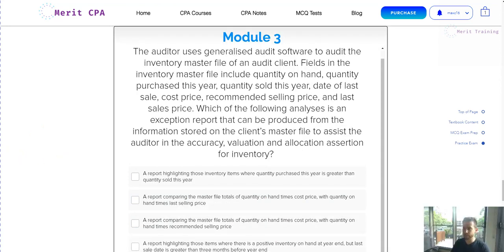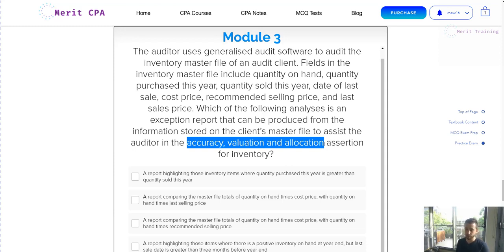So I guess the first thing to consider is what test are we looking for? The assertion we're trying to prove is accuracy, valuation, and allocation, and it's for inventory. So whenever we see accuracy, valuation, allocation, we're not thinking about theft of inventory, because that would be more to do with existence. But remember we talked about this in an earlier video about, for example, trade receivables. That would be to do with looking at debtors over 90 days, because some of that might not be recoverable. Therefore, the dollar value per item might be lower than what we think it is. So that's the valuation item.